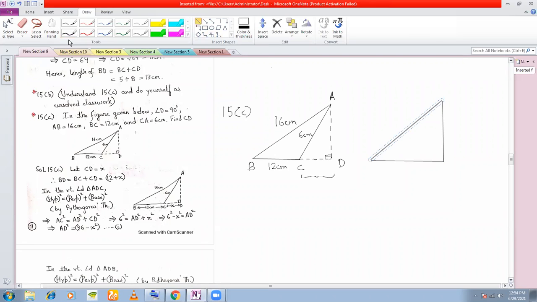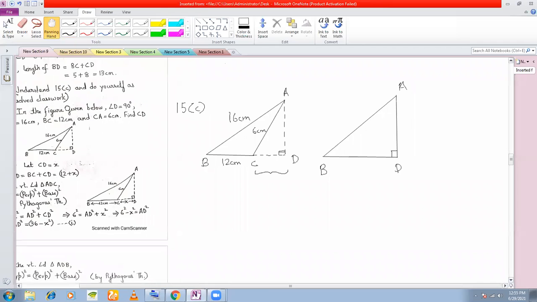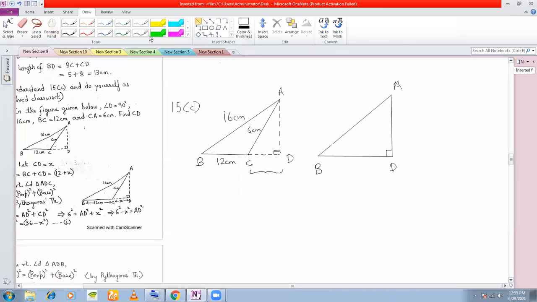Right? Which is your ABD, right? This right angle triangle you can see. What else right angle triangle can you see? You can see a smaller right angle triangle, right? You can see this right angle triangle, which is ADC, right? These two right angle triangles you can see.